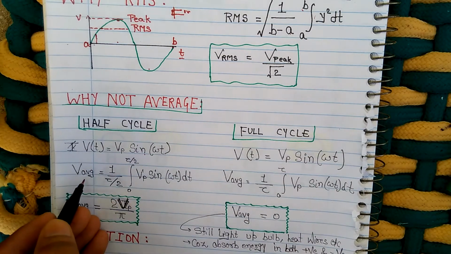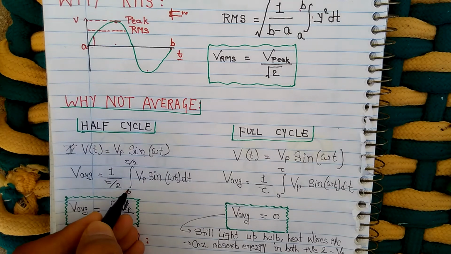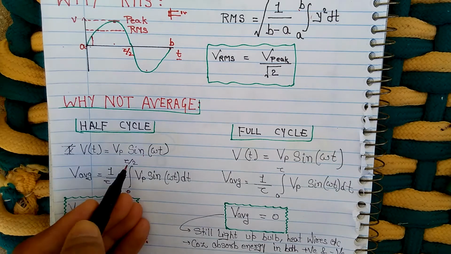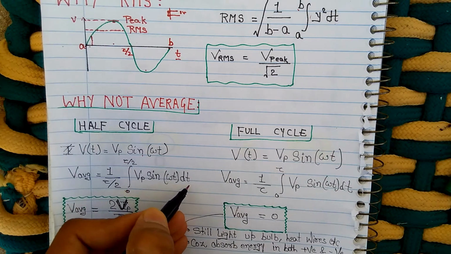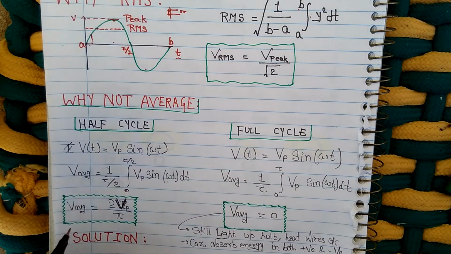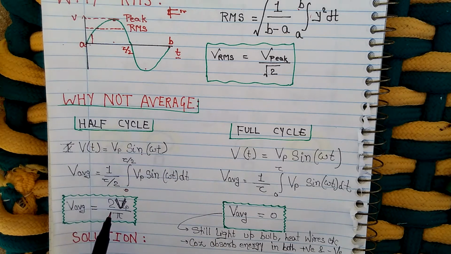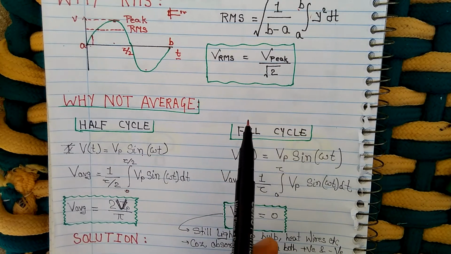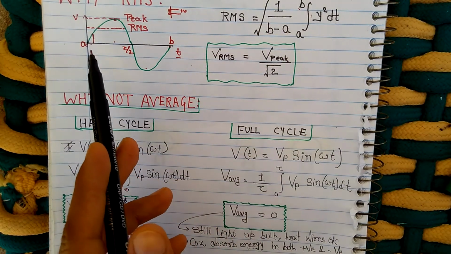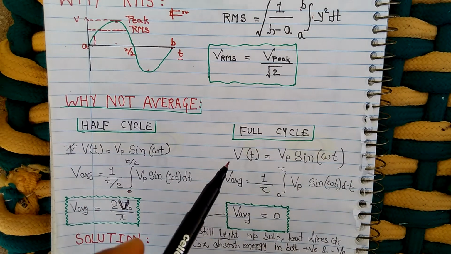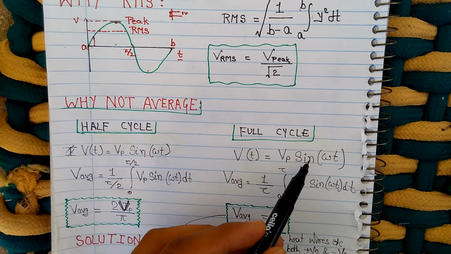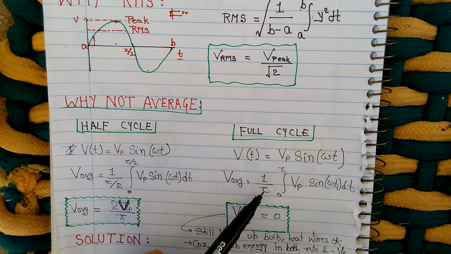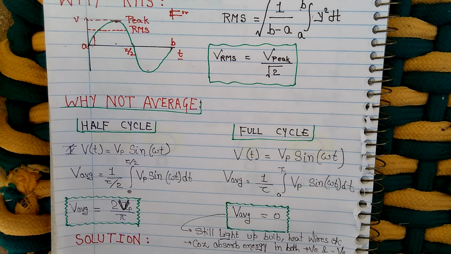If I want to find the average value, I'll have to integrate from 0 to tau by 2 of Vp sine omega t dt with respect to time, and divide by t by 2. The average value for the half cycle comes out to be 2 Vp upon pi. Very good. But if I want to find the average value for the full cycle from point A to point B, my waveform is v(t) equals Vp sine omega t, and if I integrate for time t from 0 to tau and divide by tau, the average value comes out to be 0.